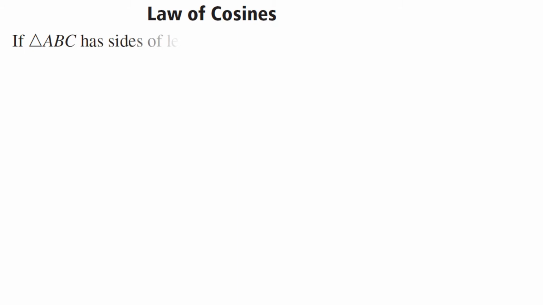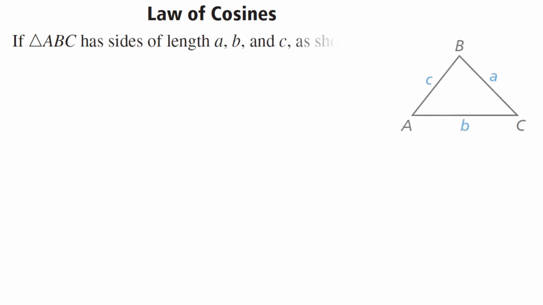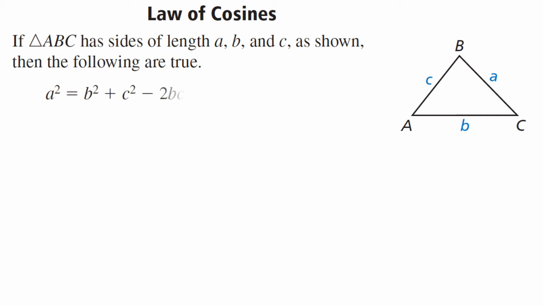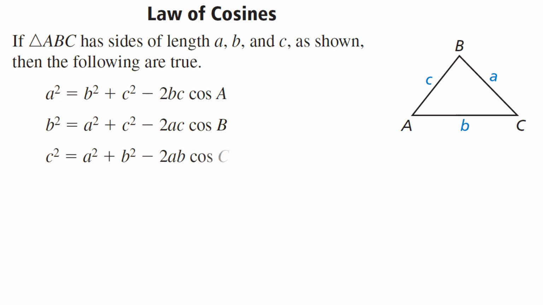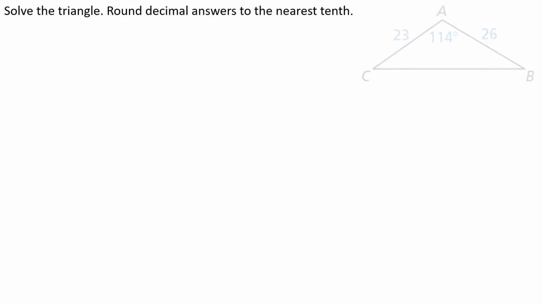All right. So there's my picture of my triangle. If I want to find either angle A or side A, this is what the equation is going to look like. If I want to find either angle B or side B, this is what the equation looks like. And if I want to find either side C or angle C, that is the form of the equation I need to use.